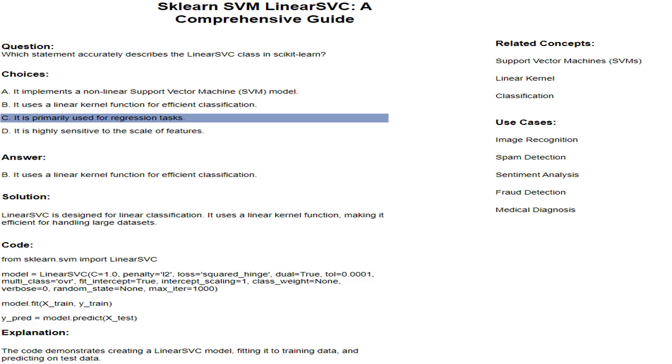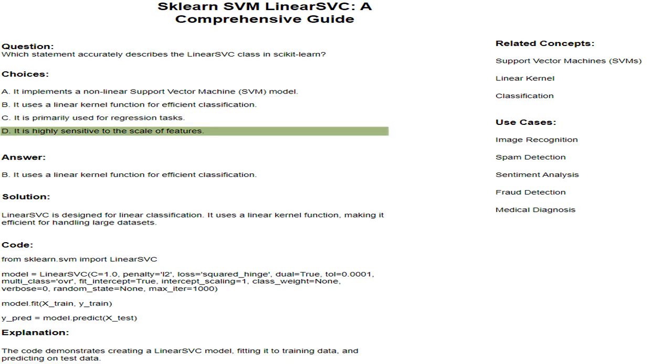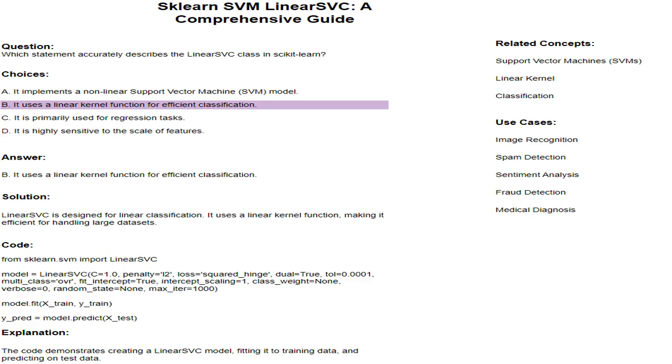Correct. Like other linear models, LinearSVC can be sensitive to the scale of features. If features have vastly different scales, it can affect the model's performance. Feature scaling techniques, such as standardization, are often recommended to mitigate this sensitivity. D. It is highly sensitive to the scale of features. B. It uses a linear kernel function for efficient classification.